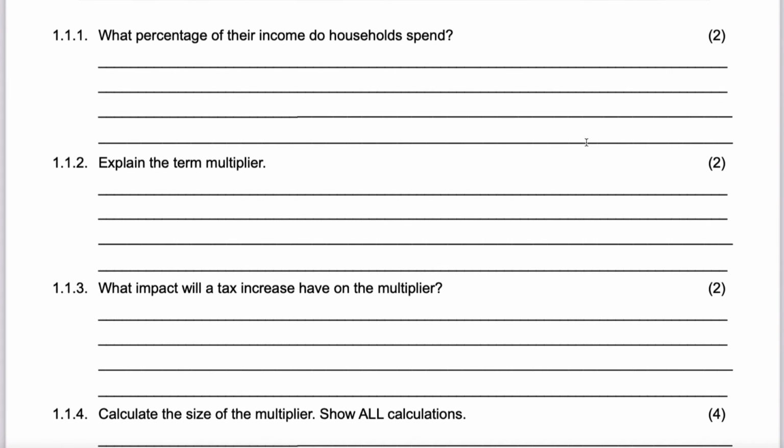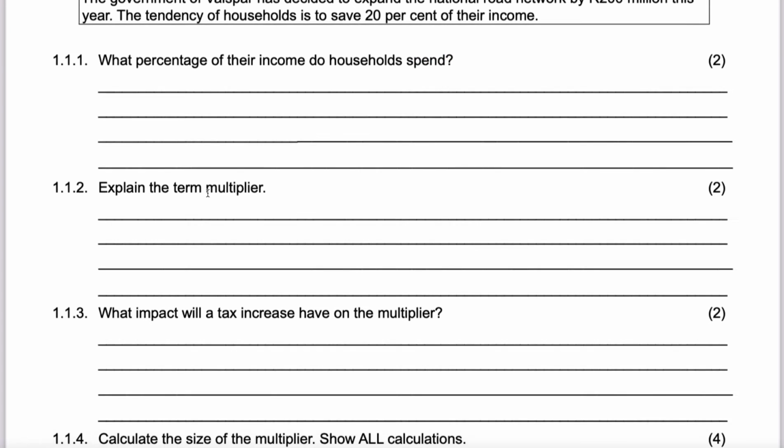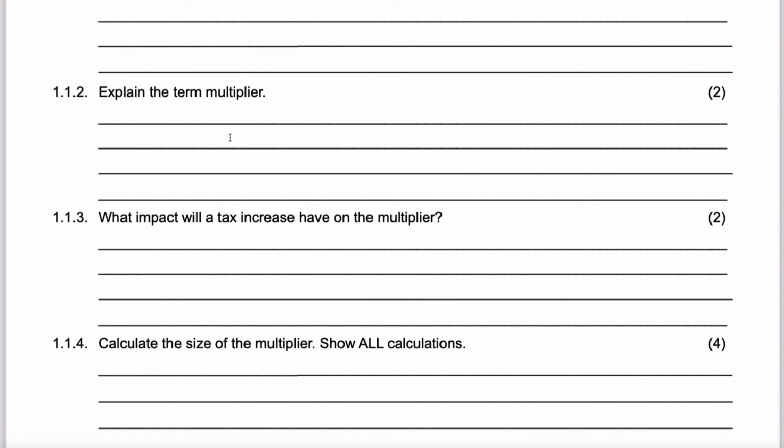Number 1. What percentage of their income do households spend? Now, they're asking spend, they gave you save. So if they save 20%, then it means they spend 80%. No rocket science. So 80% for number 1. Number 2, explain the term multiplier. So you can say multiplier is based on the principle that spending by one becomes income of another person, which then becomes that person's spending, and so on.